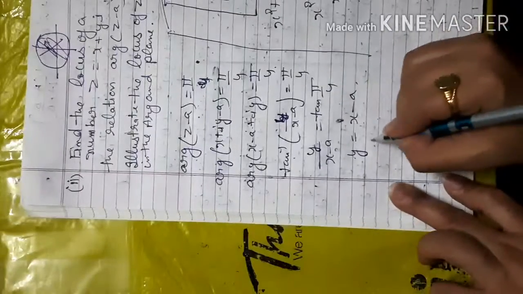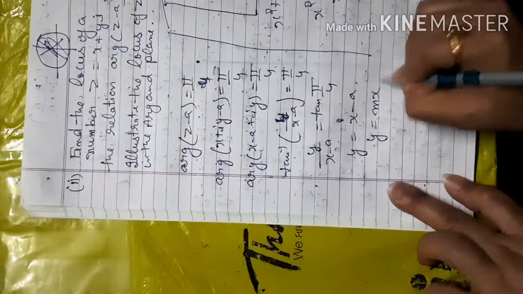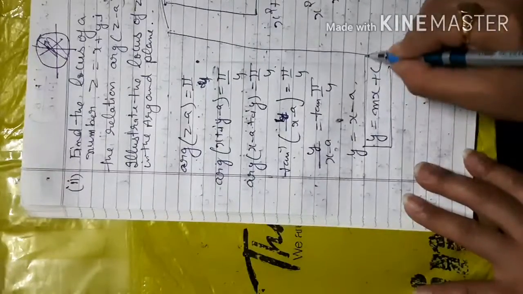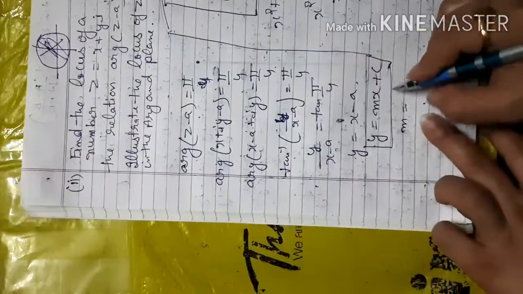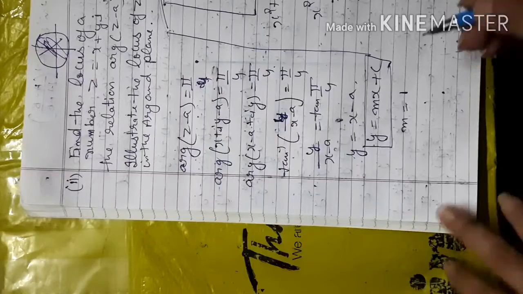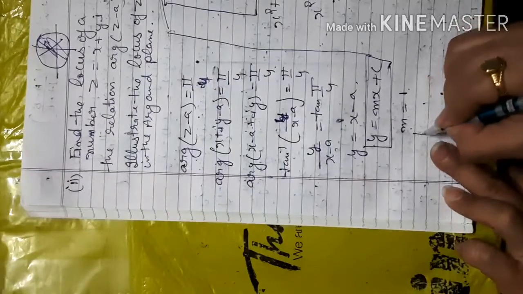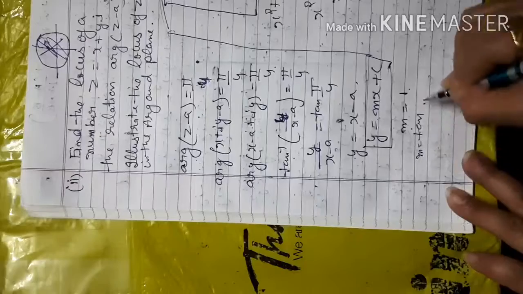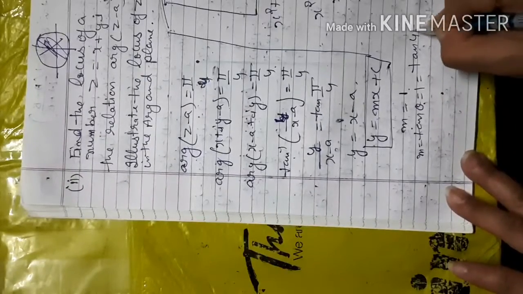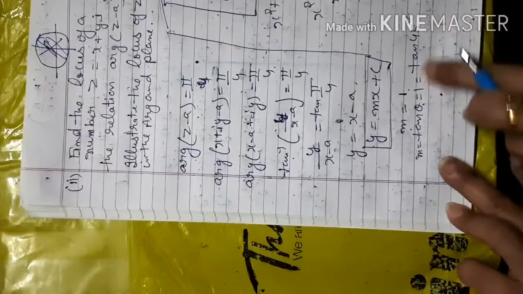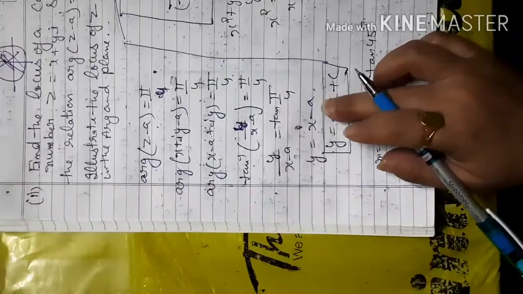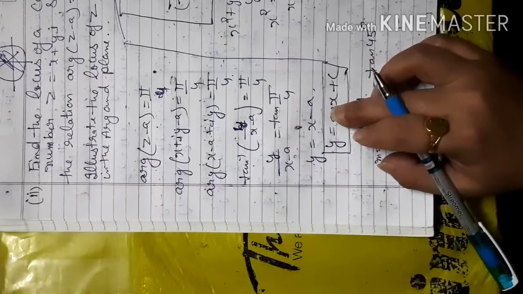If you look at this equation and compare it with the equation of a straight line, it looks like the equation of a straight line. If you compare with this, m is equal to 1, that is the same as tan pi by 4. So that is the slope, that means m is equal to tan theta is equal to 1. That means that is tan 45 degrees. So that is the angle. Okay, now you have to find the point at which it meets either the x-axis or the y-axis.